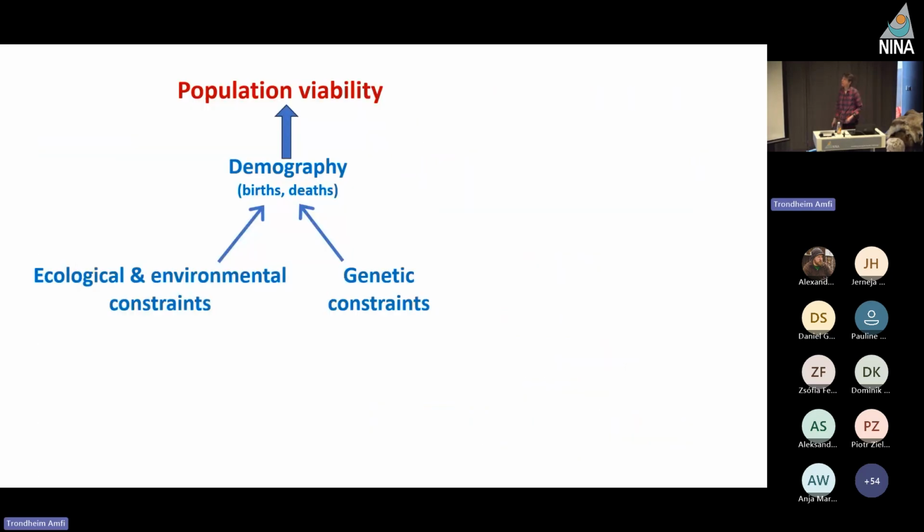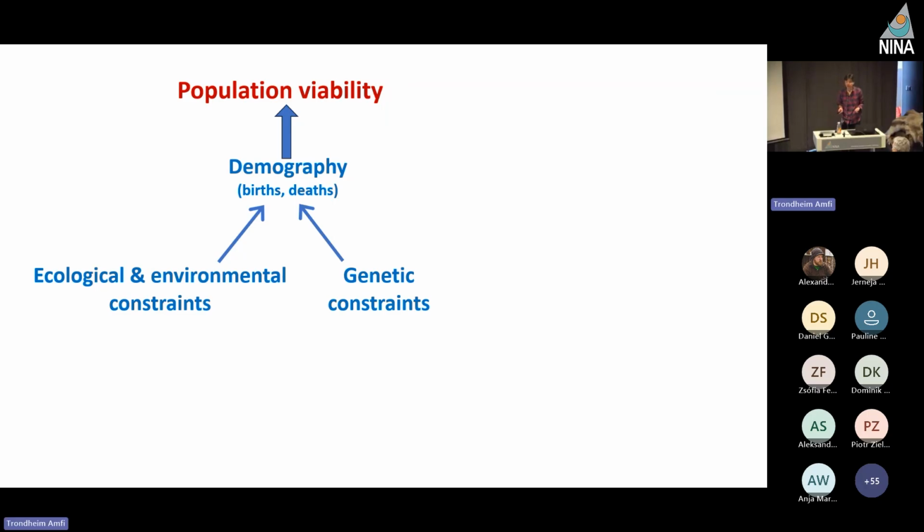And I come at this from the perspective of really being a population and evolutionary ecologist. So I see population viability as fundamentally a demographic problem, where in the simple case of an isolated population, the births aren't enough to balance out the deaths. And then those processes of births and deaths are fundamentally influenced by a combination of ecological and environmental constraints on one hand and genetic constraints on the other.